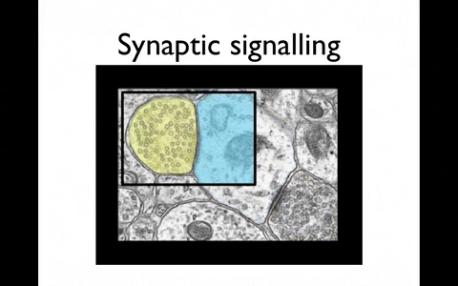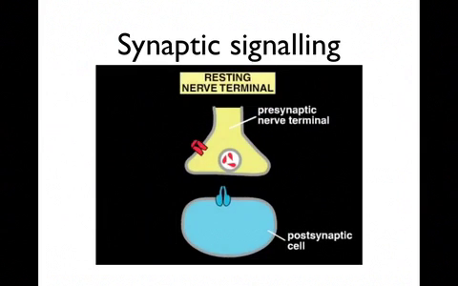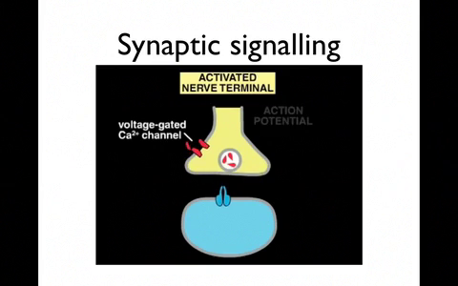The synapse converts the electrical signal of the action potential in the presynaptic cell into a chemical signal. When an action potential reaches a nerve terminal, it opens voltage-gated calcium channels in the plasma membrane, allowing calcium ions to flow into the terminal.